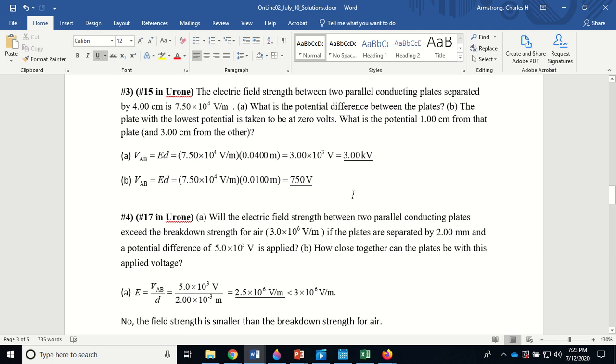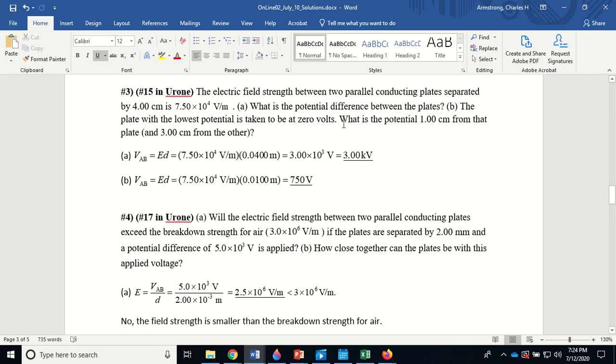Okay. The field strength between two parallel conducting plates separated by 4.00 centimeters is 7.50 times 10 to the 4th volts per meter. What is the potential difference between the plates? Well, remember, the voltage between the plates is equal to the electric field times the distance between the plates for moving that charge from one plate to the other plate.